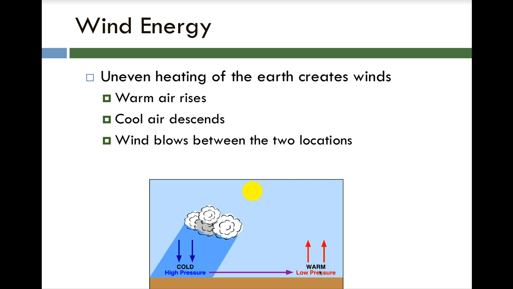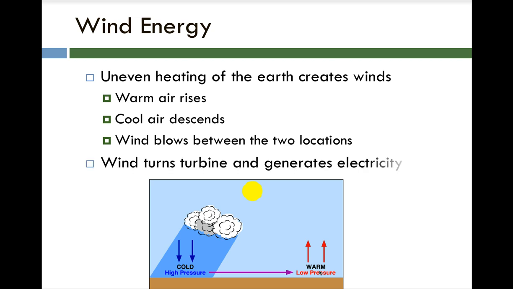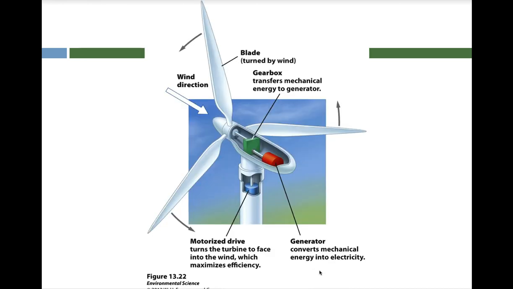So we can capture that movement of air, that wind, using wind turbines. The wind turns the turbine, which creates electricity using the generator. And here's a picture of it. The blades are the part that are turned by the wind, and these wind turbines always need to spin so they're facing into the wind. There's a motorized drive which uses a little bit of the energy generated by the turbine to make sure that the wind turbine is always facing the wind to maximize efficiency.